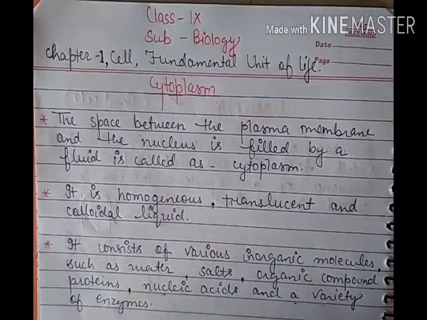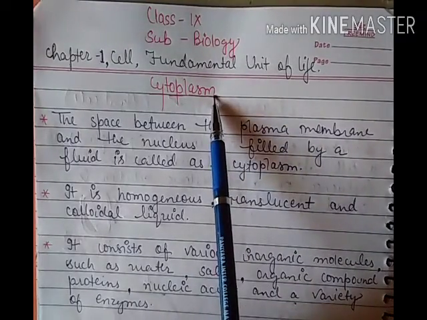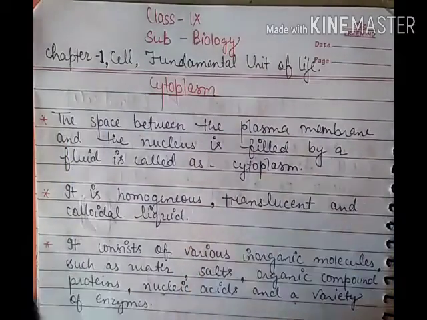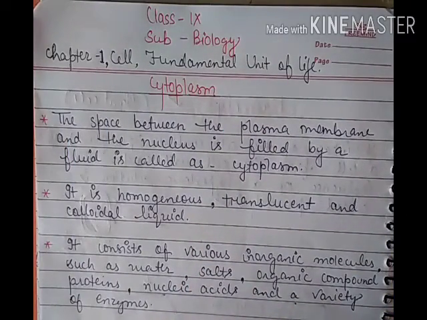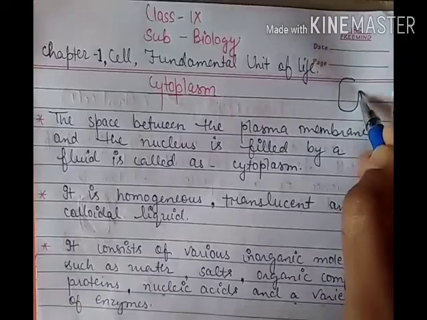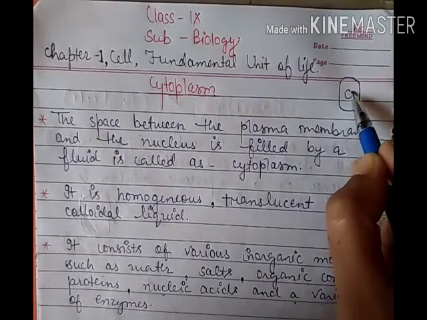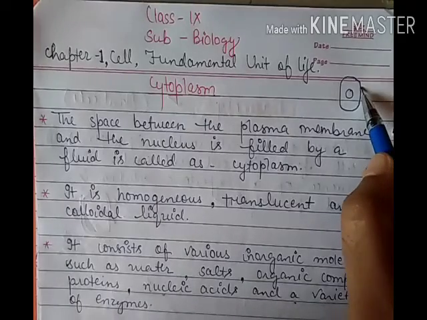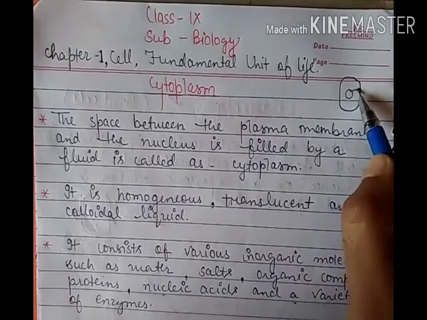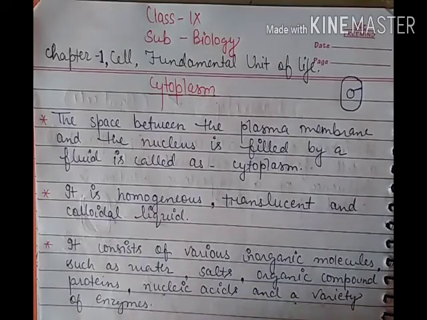Hello students, today we are going to discuss the topic cytoplasm from class 9th biology chapter 1, Cell: Fundamental Unit of Life. So what is cytoplasm? As you know, the cell is made up of a cell membrane, and inside the cell membrane there is a nucleus. The space between the cell membrane and the nucleus is filled with a fluid, and that fluid is called cytoplasm.